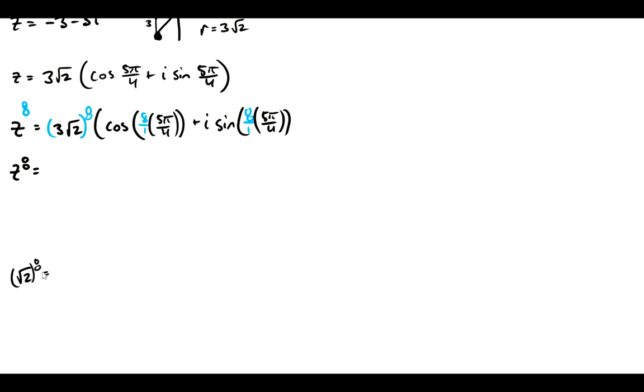Radical 2 to the 8th, I would look at that as 2 to the 1/2 and then to the 8th. Remember, the square root is the same as a half power, and that way I can multiply the powers together. This is the same thing as 2 to the 4th, and 2 times 2 times 2 times 2 is 16. So that might be something that we could do. However, 3 to the 8th is a large number.